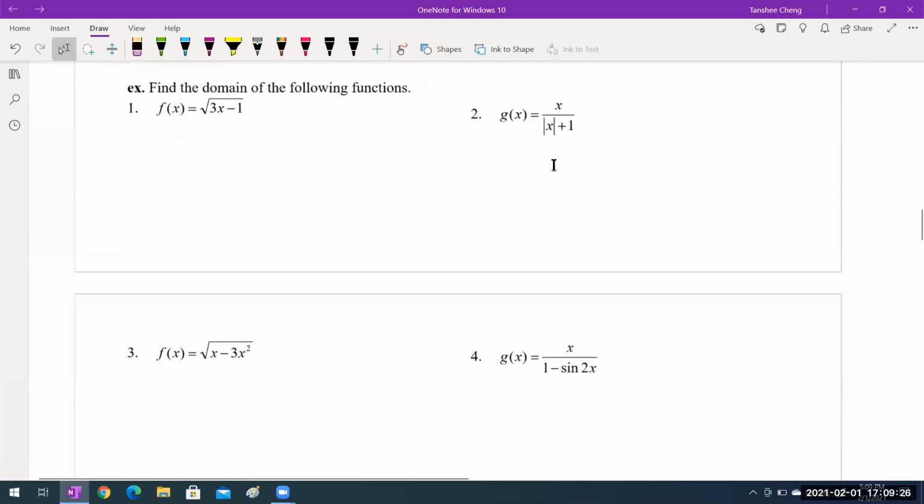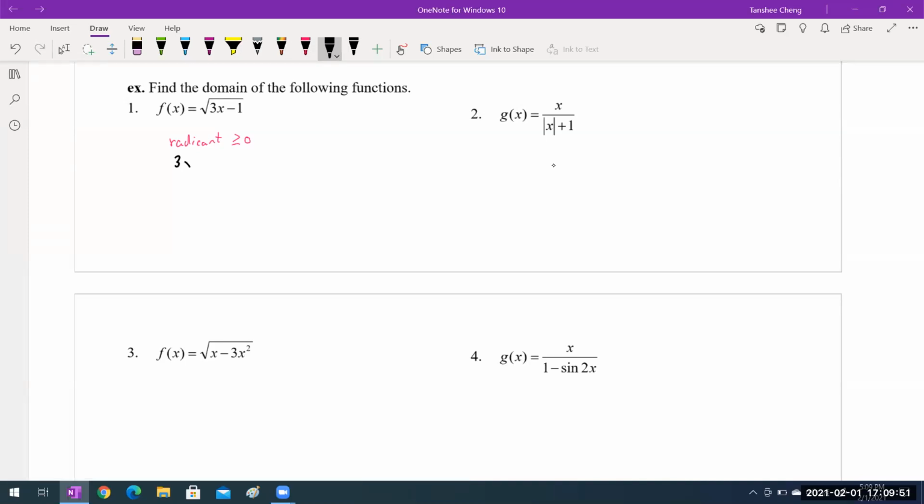Right? So for part A, I can see that this is a radical function with an even index. So according to what we learned in the theoretical part, the radicand must be greater than or equal to 0. So any x value that satisfies this inequality we'll consider as the domain of this function.